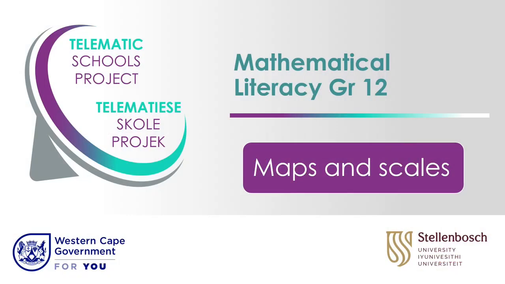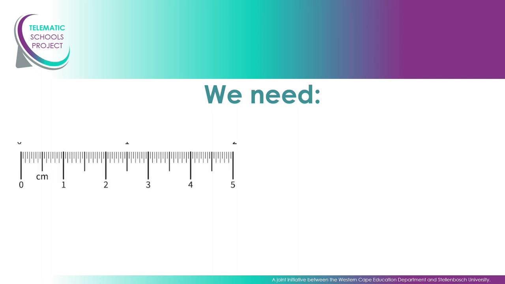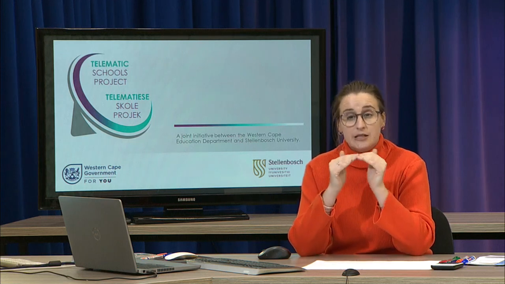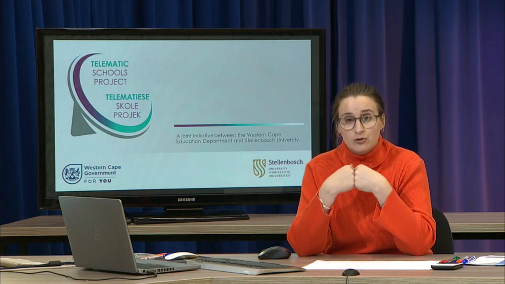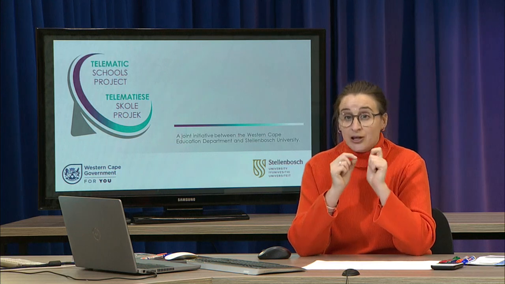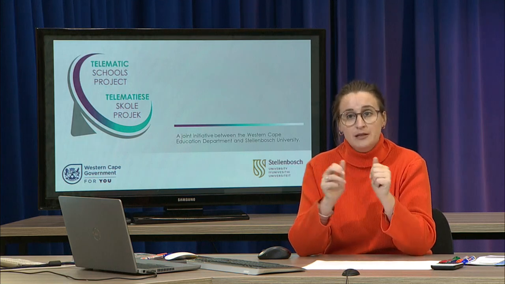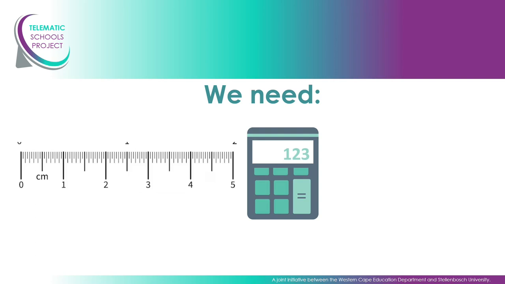For our lesson today, the first thing we need to remember is what we need to get going when we attempt this section. The first thing we need, definitely, is a ruler. When we use our rulers in measurement, especially for scale and maps and plans, it's so important to have a ruler that you can clearly see the markings on and that you understand the difference between millimeters and centimeters, because measuring accurately is so important when we do scale and also maps and plans. Secondly, we also need a calculator, very important.